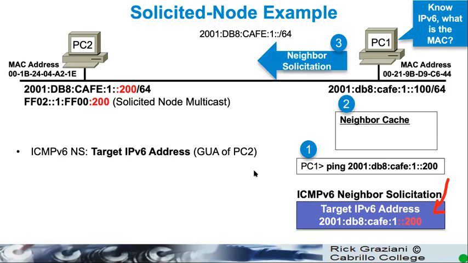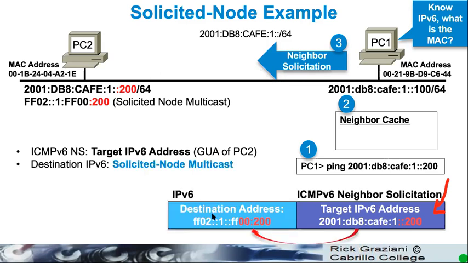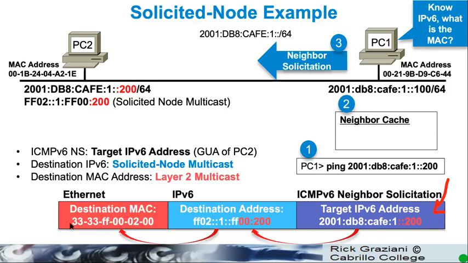Okay, that's going to get mapped to a destination IPv6 address, which is a solicited node multicast address, the last 24 bits. Then that'll get mapped to a destination MAC address, the last, well, 32 bits, including the FF. But the last 24 bits is what carries over from the target IPv6 address. Okay, that goes out as a neighbor solicitation message.